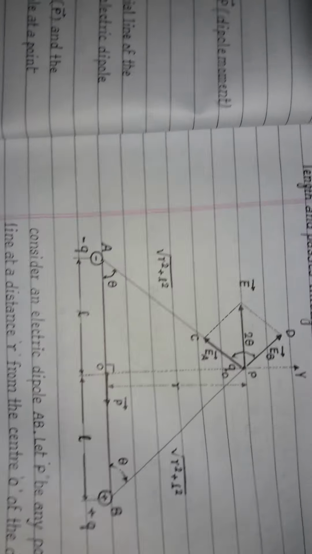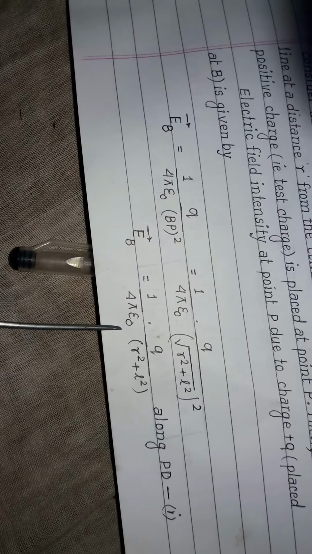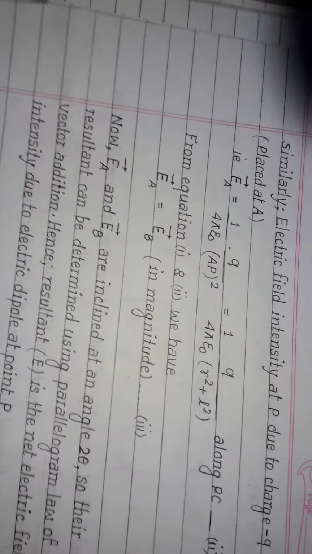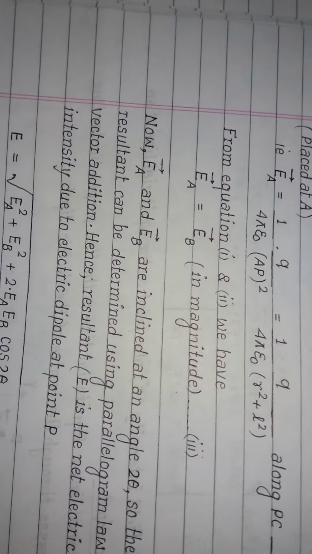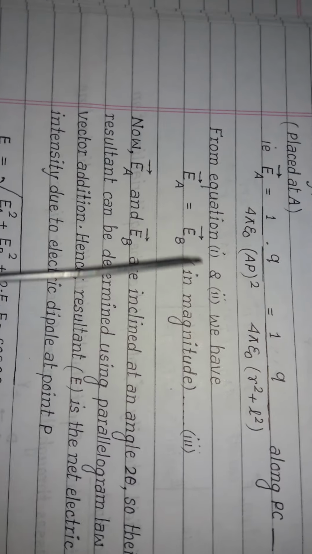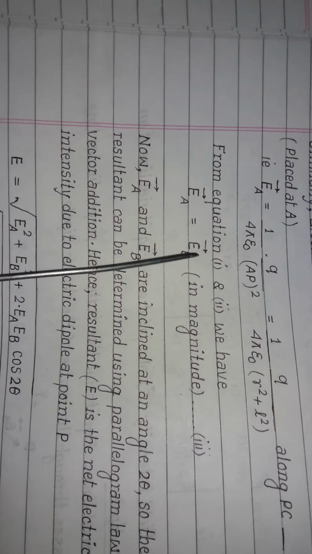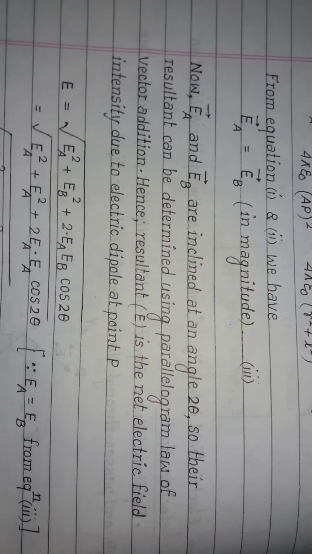This is along direction PC because the test charge was positive and this charge is negative. Now from equation 1, E_B equals 1 by 4 pi epsilon naught, Q by R square plus L square, and equation 2 is again 1 by 4 pi epsilon naught, Q by R square plus L square, means both are the same in magnitude. So from equations 1 and 2 we get E_A equal to E_B in magnitude. Direction is different, but in magnitude both are the same.